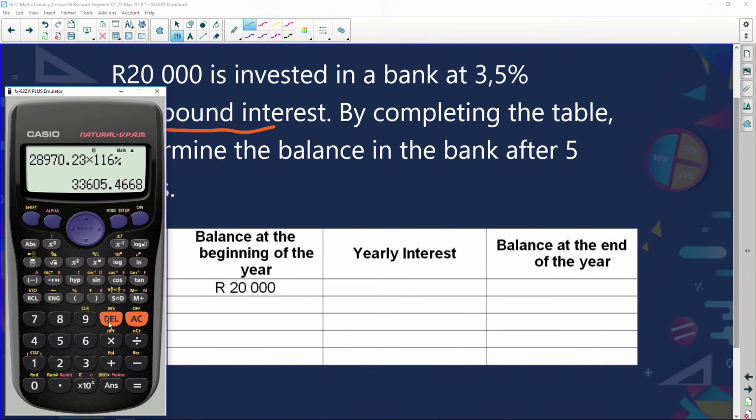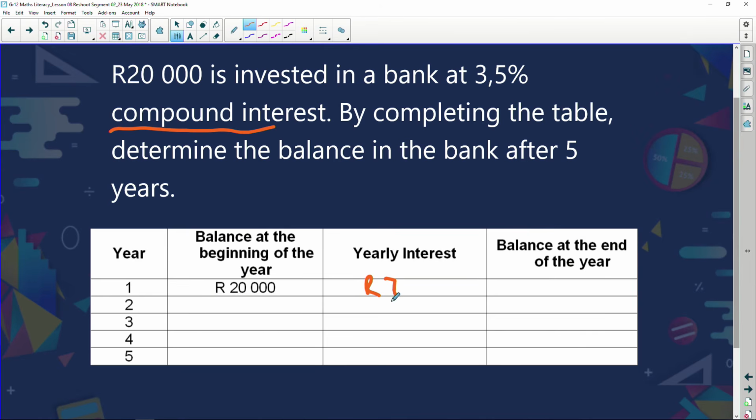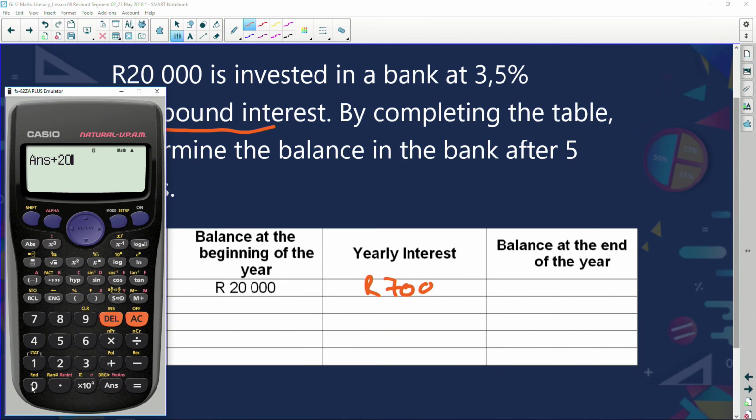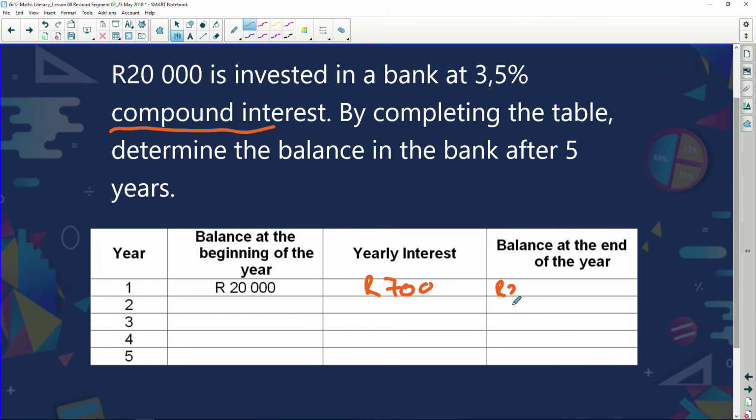All right, so we're going to say I've got 20,000 Rand, multiplied by 3.5% interest. So times 3.5%, and I get an answer of 700 Rand. So after 1 year, 700 Rand, we're going to add that to our 20,000, which we should be able to do in our heads, and I've got 20,700 Rand. So at the beginning of the next year, my balance is 20,700.